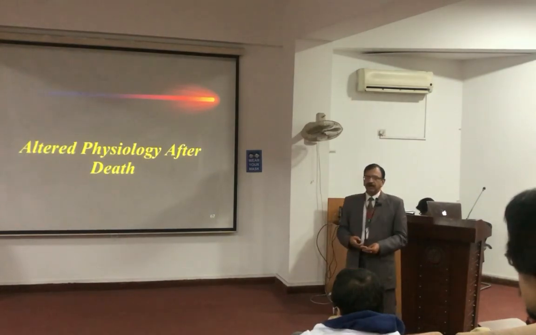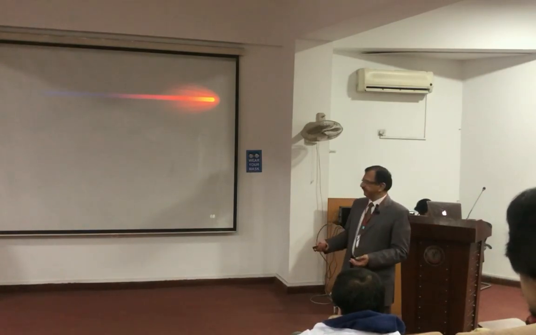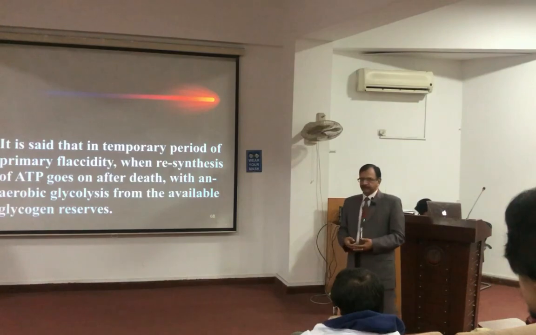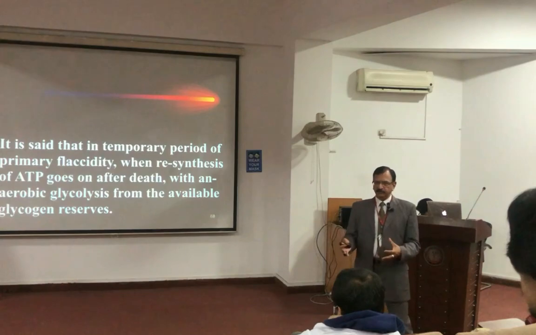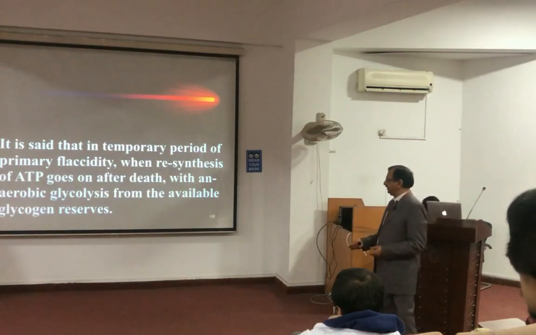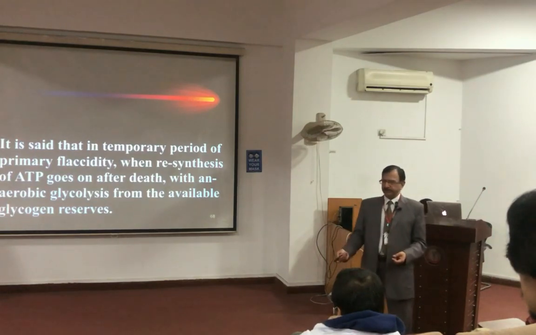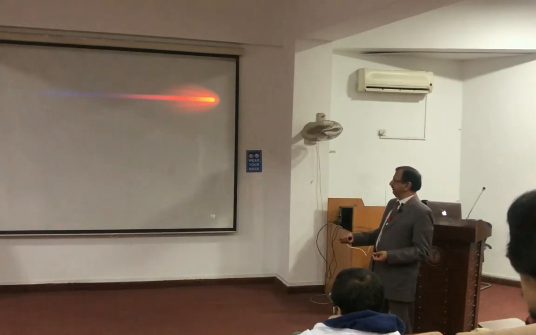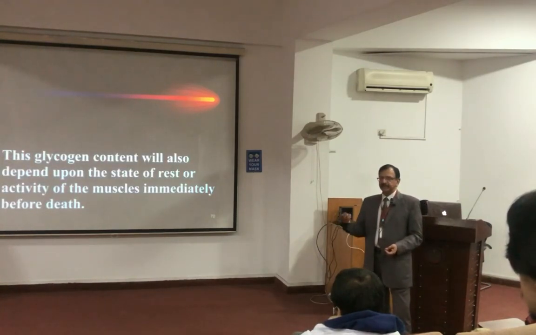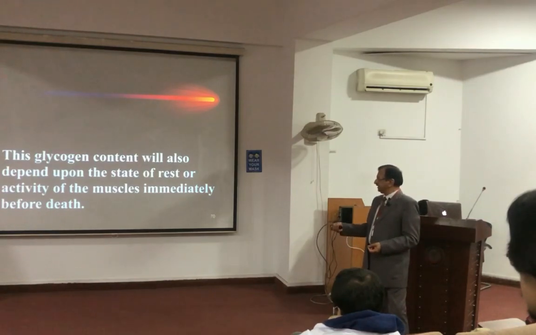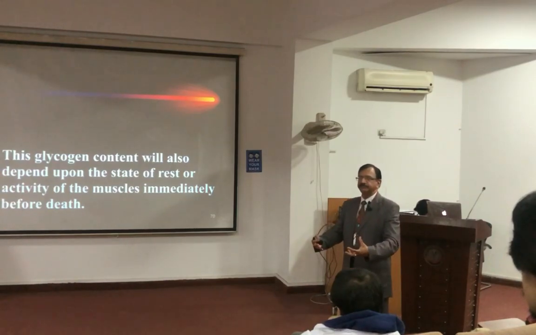But altered physiology after death means now these aerobic processes will be stopped, and after the primary flaccidity, till the ATP production is going on, now the body will enter into a rigid state. And the anaerobic glycogenolysis will be causing production of ATP for a certain period of time. And when the glycogen content will be depleted, rigidity will start. And this depletion also depends upon the amount of muscle activity at the time of death.